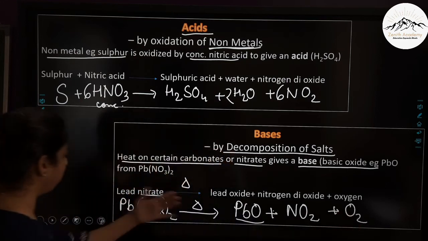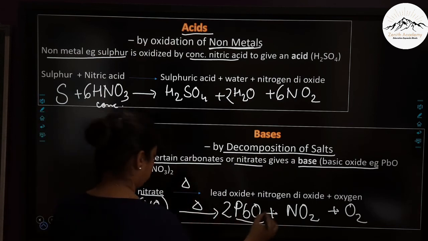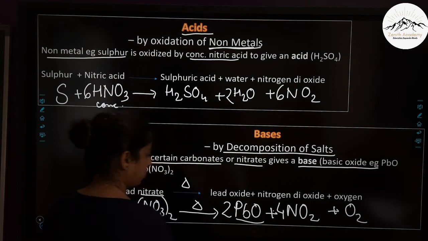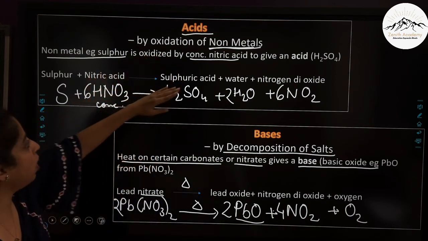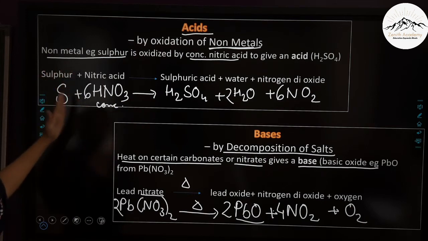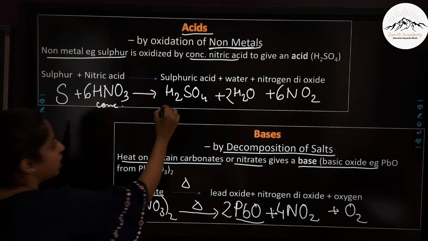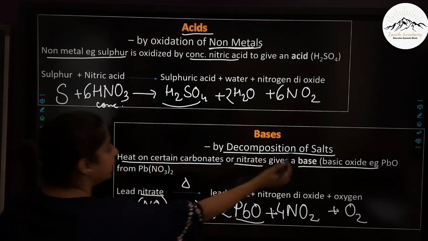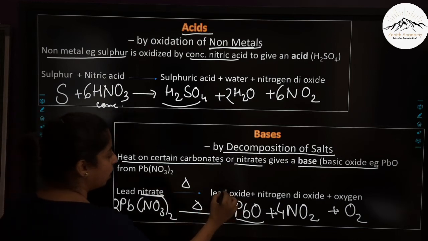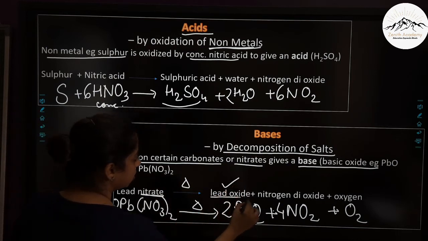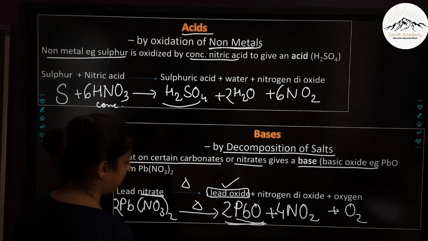Now you just have to balance it. So twice, there are 4 nitrogen. So now I hope you have understood how acids are formed by oxidation of non-metals. So when you add a strong oxidizing agent with non-metal, it forms the acid. Here, by decomposition of salts like nitrates or carbonates, we form their oxides. So oxides are basic. So that is how you form base.